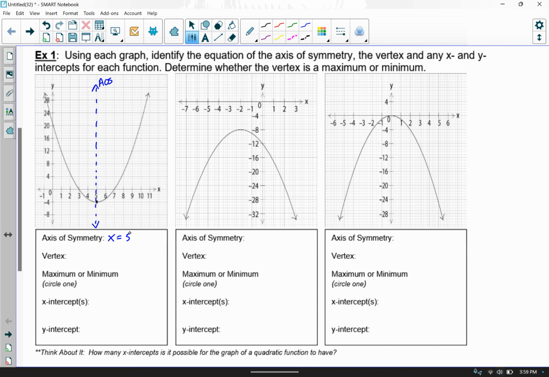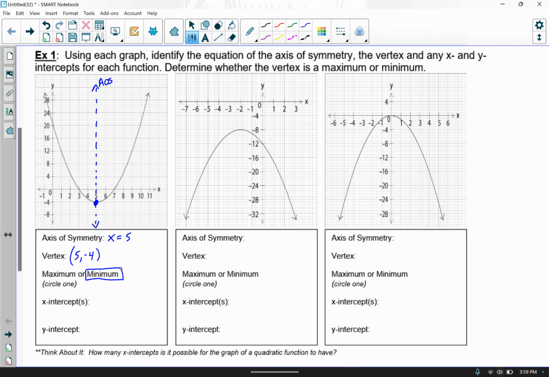So x equals 5. Then it wants to know, what's the vertex? The vertex is, like I said, that bottommost point of the parabola or the topmost point. In this case, we're talking about this point right here. So the ordered pair there would be (5, -4). Then it's asking, is that vertex a maximum or a minimum? Hopefully you agree, that is the lowest point on that graph, so it is a minimum.